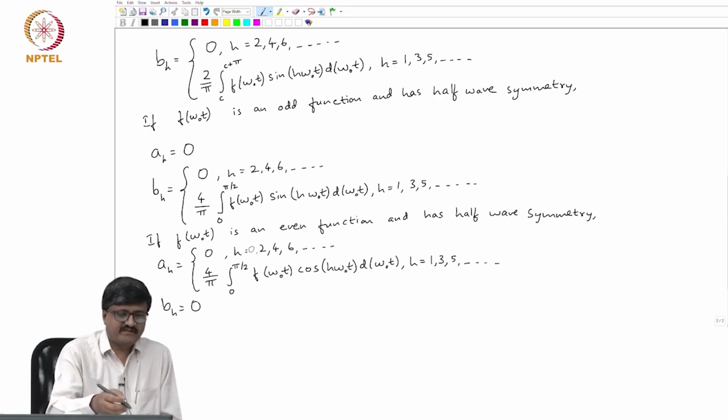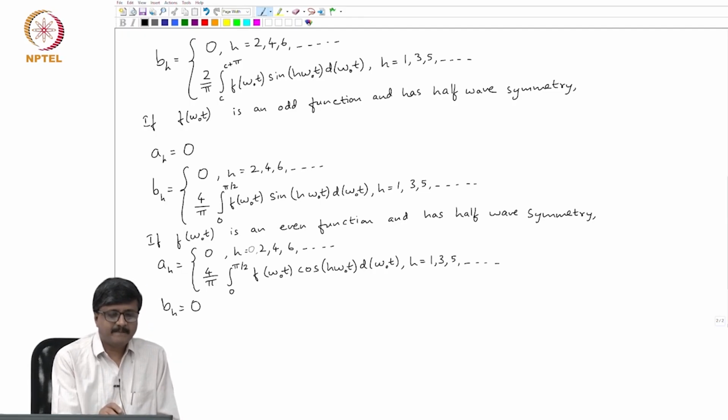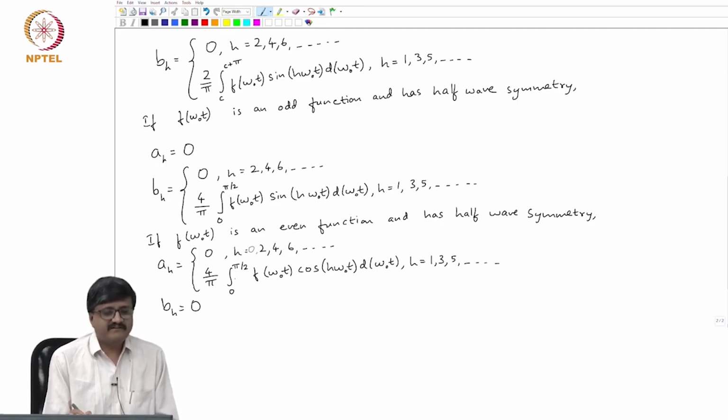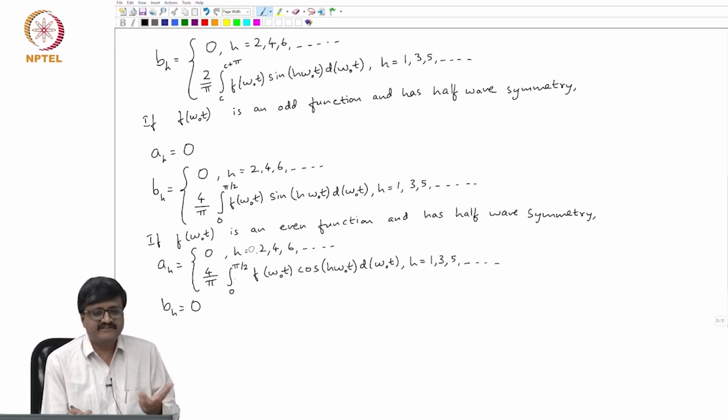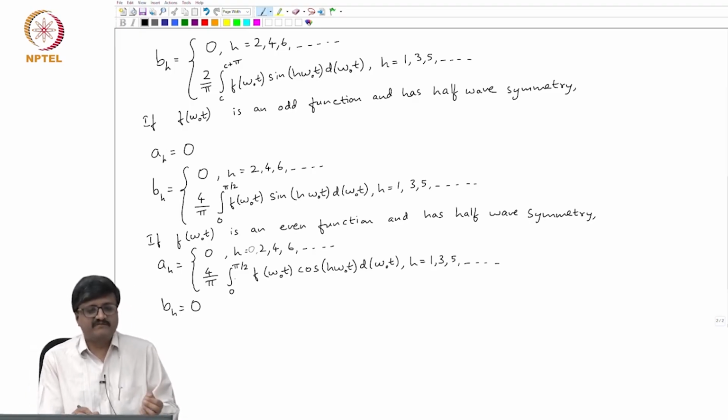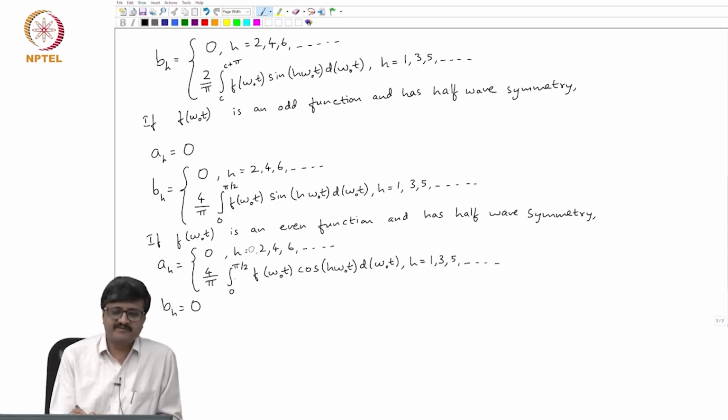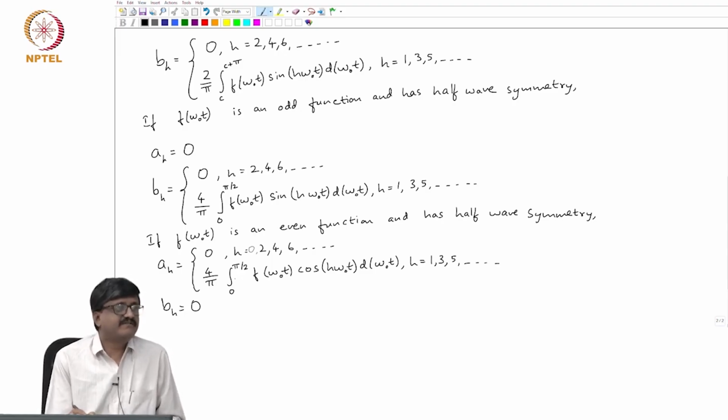If you look at the BH expression in the case of odd function and half wave symmetry, it is integration only over quarter cycle. Similarly, even in the case of even function and half wave symmetry, in the expression for AH for odd values of h, the integration is only over quarter cycle. So, in fact, the information is contained in quarter cycle. So, we say that this particular function, either the case of odd and half wave symmetry or even and half wave symmetry, is as good as saying quarter wave symmetry.